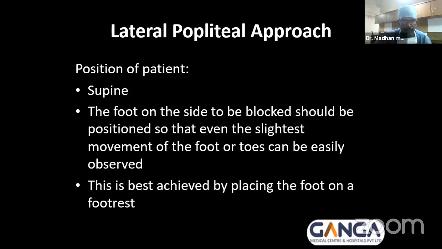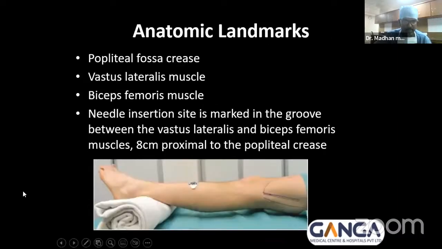Coming on to the lateral popliteal approach. The position of the patient here is supine. This is called the low-cost technique of the lateral popliteal approach. One of the main advantages is that there is no need to change the position of the patient to prone or lateral. The foot on the side to be blocked should be positioned so that even the slightest movement of the foot or toe can be easily observed. This is best achieved by placing the foot on a footrest, as shown in this picture. The landmarks are marked by the popliteal crease, the vastus lateralis tendon, and the biceps femoris tendon. The needle insertion site is marked in the groove between the vastus lateralis and the biceps femoris muscle, 8 cm proximal to the popliteal crease, somewhere here.